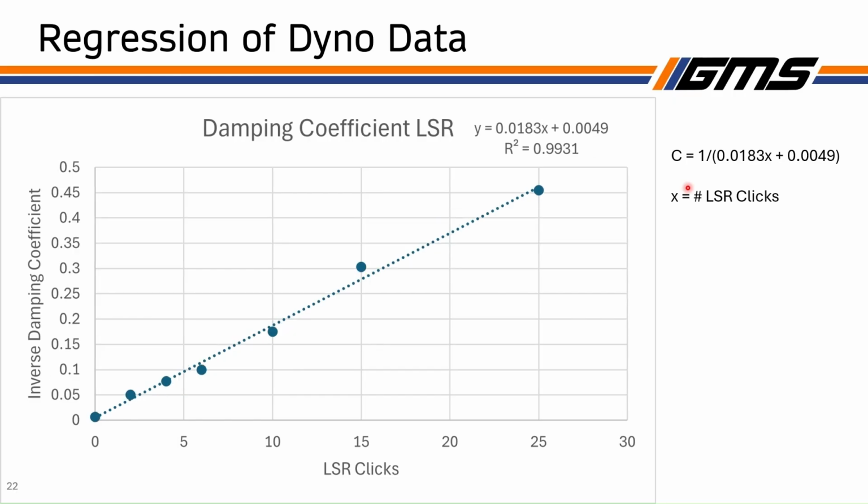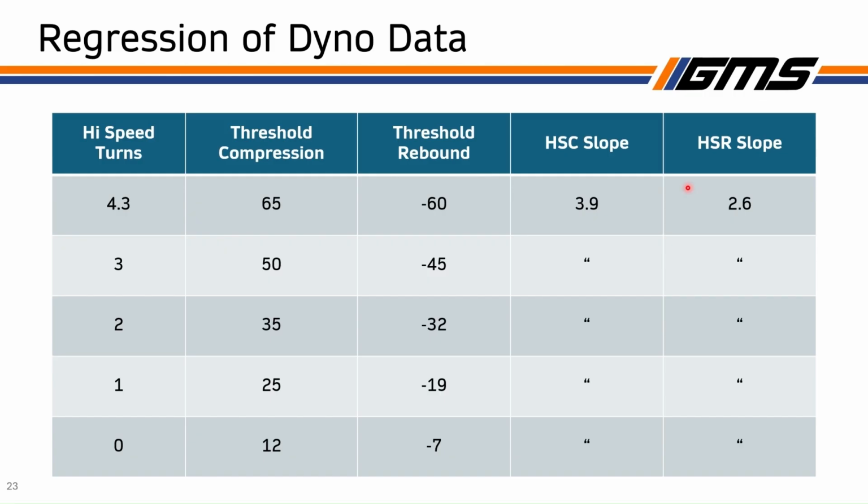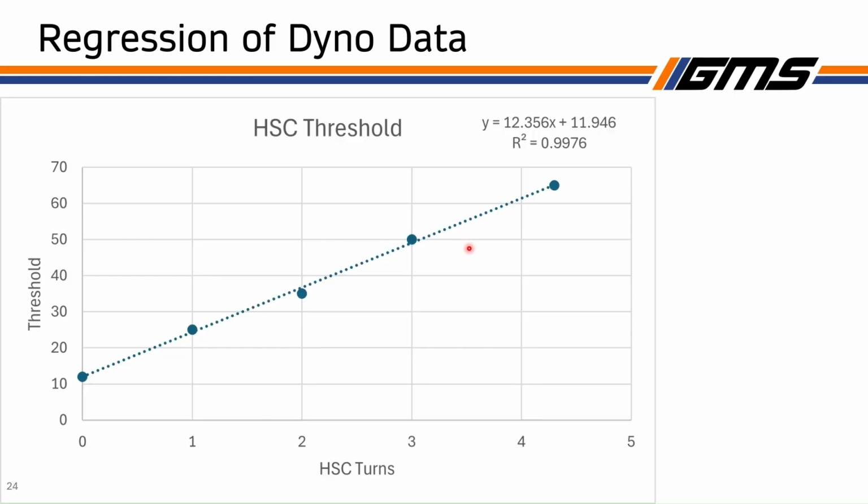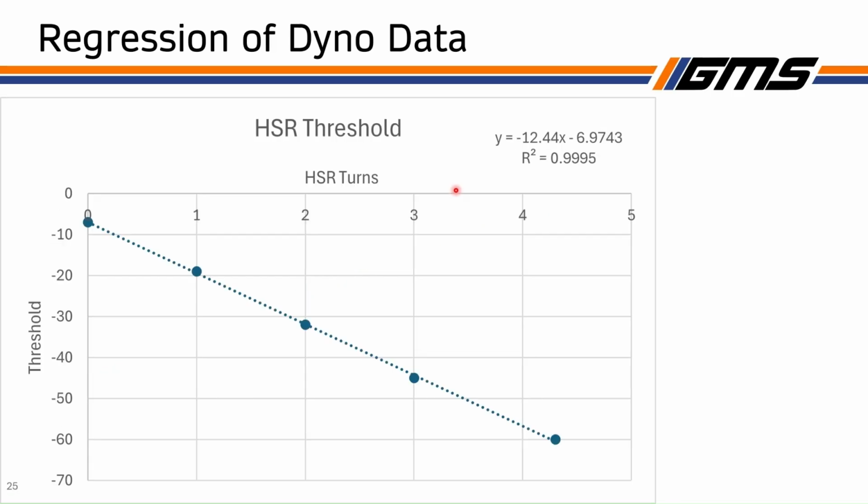And then similarly, you can do that for rebound. Now, as I said, the slope of the high speed region, I assumed to just be constant, right? This is a model. It's not going to be perfectly accurate, but that's what I did. And I said the number of high speed turns is going to change the threshold at which your high speed region starts, right? The amount of force at which your high speed region starts, not the velocity. And if you plot that, you get a straight line. And you can figure out what the threshold is going to be as a function of how many turns of high speed compression and high speed rebound you do.